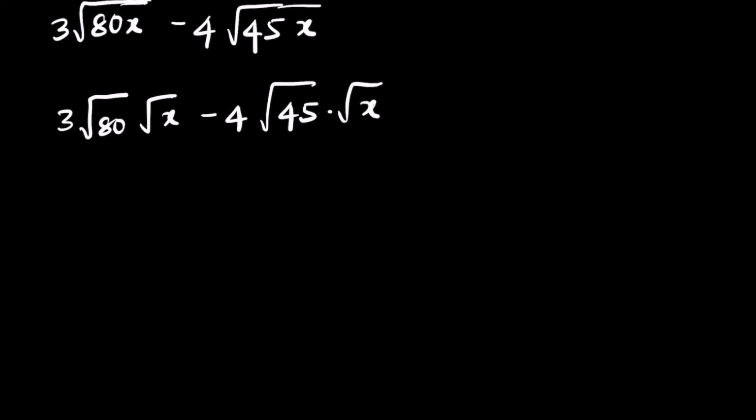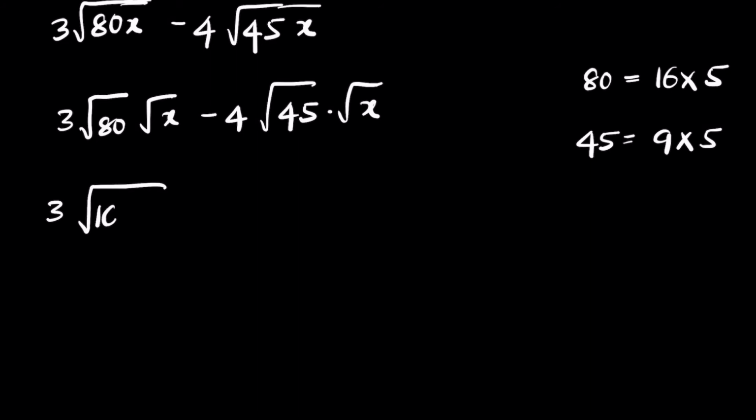So can 80 be represented as a perfect square? So let's look at the factors of 80. One of the factors is 16 times 5 and 45 can be written as 9 times 5. So write down the actual values there. So you get 3 under root 16 times 5 into root x minus 4 times root 9 times 5 into root x.